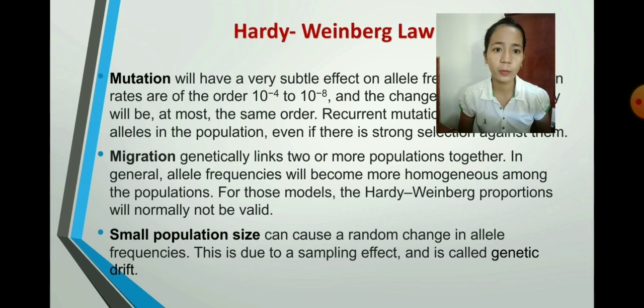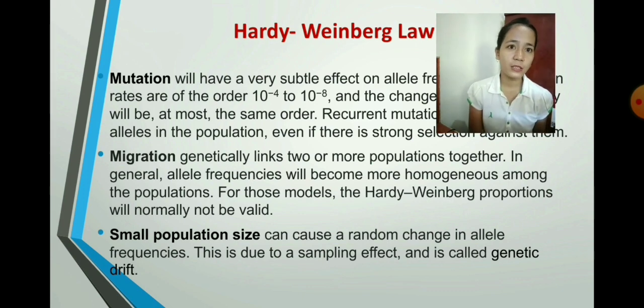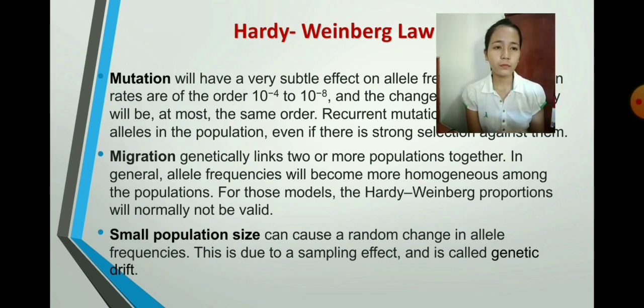And also, small population size can cause random change in allele frequency. This is due to the sampling effect and is called genetic drift. And genetic drift will be discussed by the next reporter, including its meaning and why it happens.